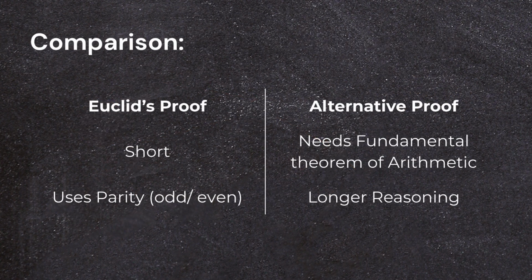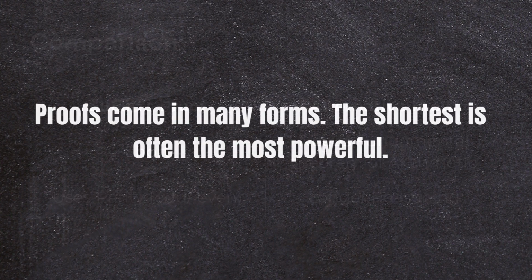So now we can compare. Euclid's proof is short, direct, and works just with the idea of even and odd numbers. The alternative proof also works, but it requires a heavier tool, the Fundamental Theorem of Arithmetic, and ends up longer. In mathematics, the same fact can often be proven in many different ways. But the most elegant proof is usually the shortest one that says the most with the least. And that's why Euclid's version is considered the classic.